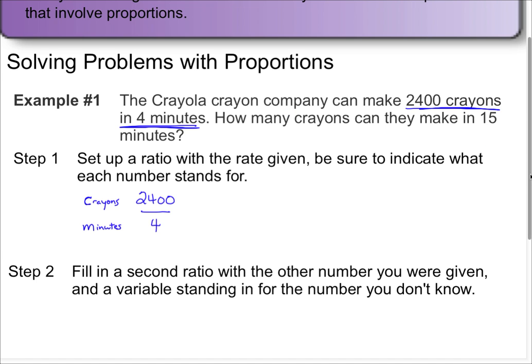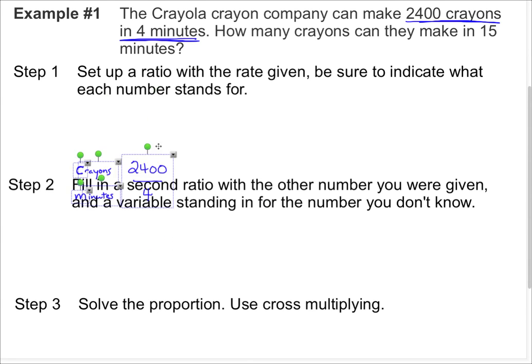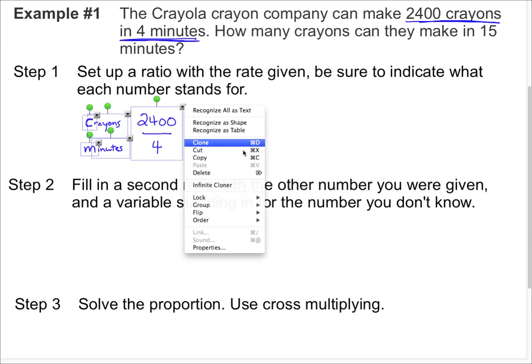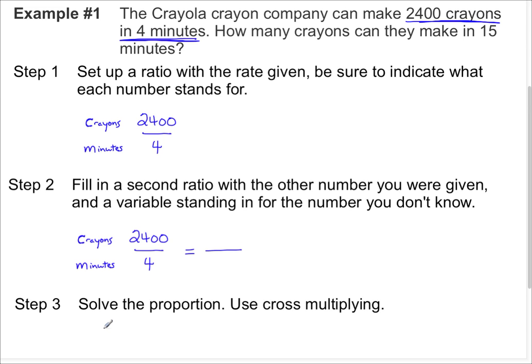Now it says fill in the second ratio with the other number you were given. So we still need this ratio that we had up here. Let's clone it. Okay, down here we have that ratio again, and we want to fill in our second ratio. So what's the other number we had? I'm going to take my highlighter. The other number says 15 minutes. Well, minutes was on the bottom, so I'm going to fill that 15 in on the bottom, which means that our unknown is on top.